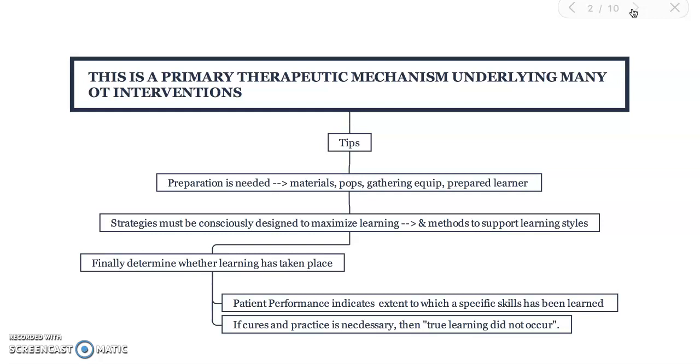They can also use strategies to maximize learning and methods that support the person's or the client's learning styles. Finally, you have to determine whether learning has taken place. To do this, you want to ensure that the patient's performance indicates the learning to which the specific skill has been learned. And then you want to look for whether or not cues and practice is necessary, because if this happens, then that may indicate that learning did not occur.